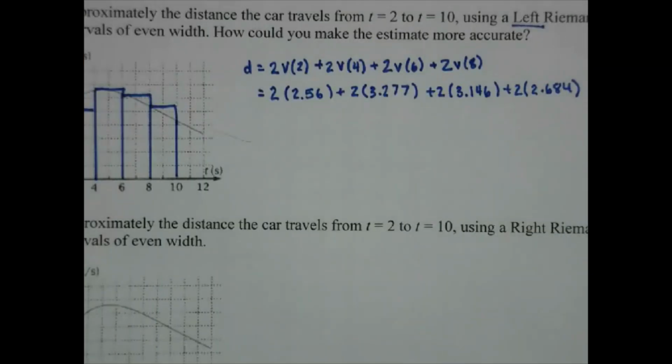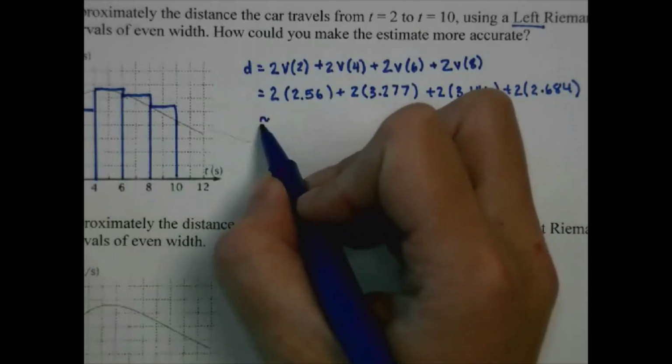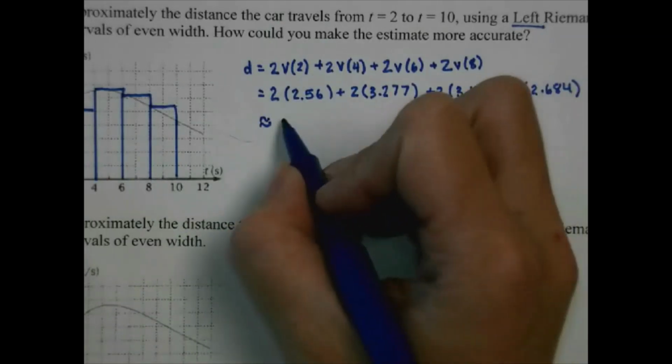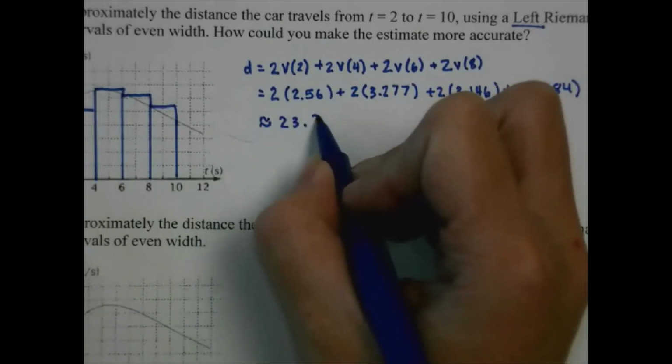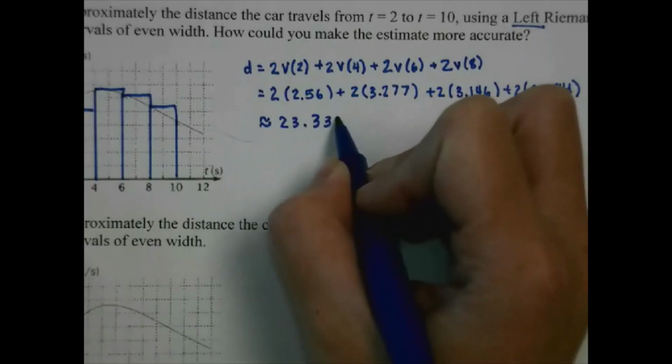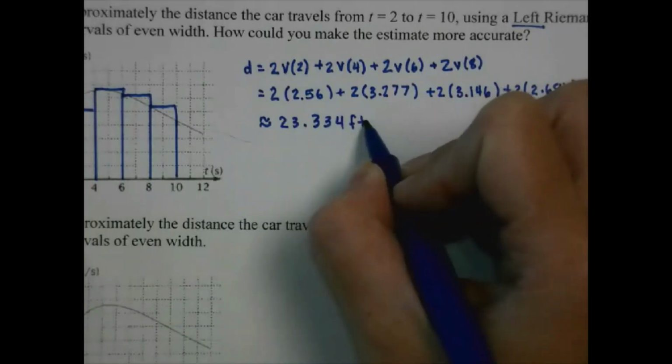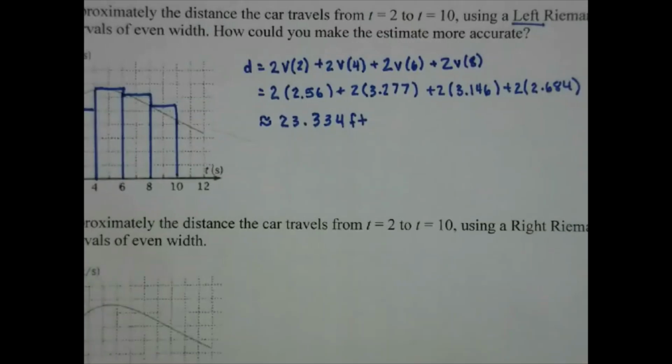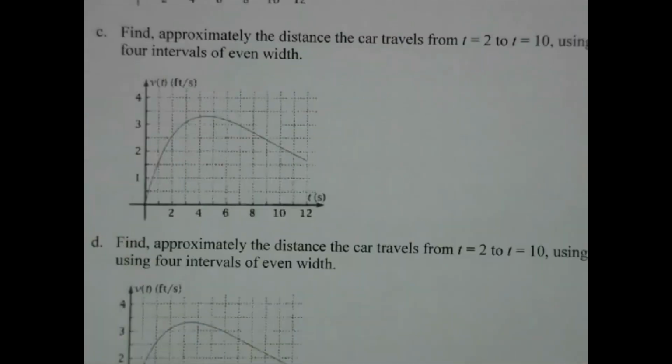So these are the values pulled from the chart, and you could also use the y1 evaluated. That works too. So if we type all this in, we get approximately 23.334 feet, which is pretty close to our last guess. Okay, we're going to continue to estimate this in different ways.